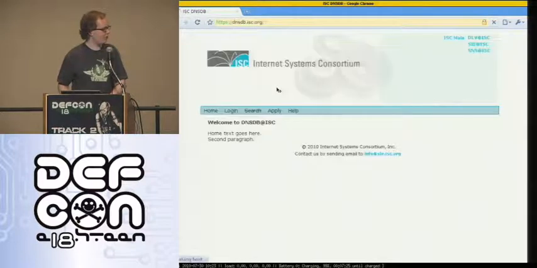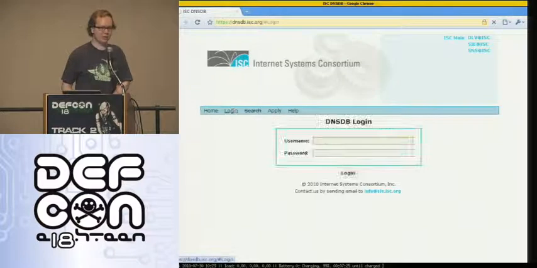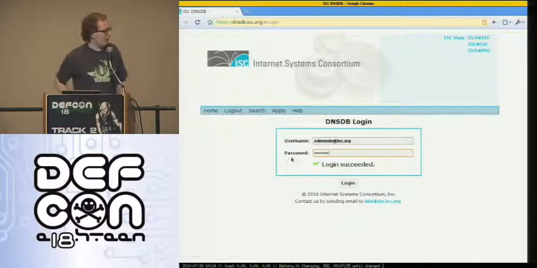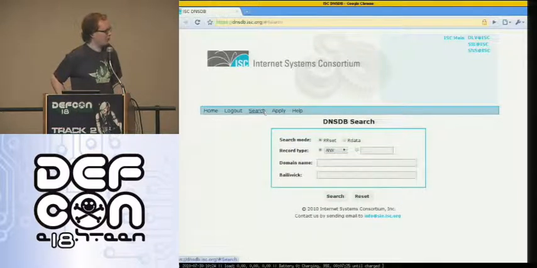Okay, this is the web interface. This is in pre-beta mode. Okay, let's see what we can find.